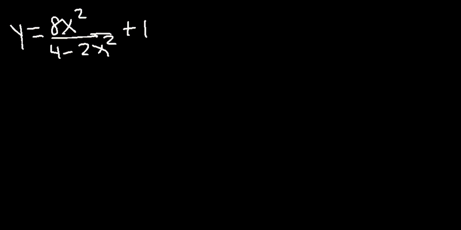So let's try another function. Let's say if we have y equals 8x squared divided by 4 minus 2x squared plus 1. So let's take out a 2 from the bottom.